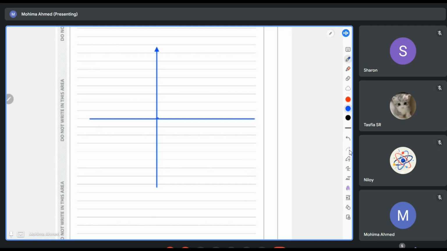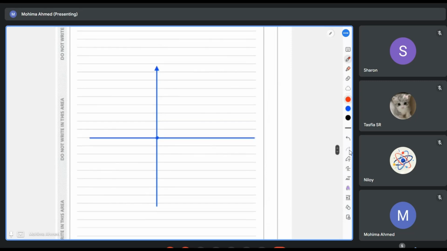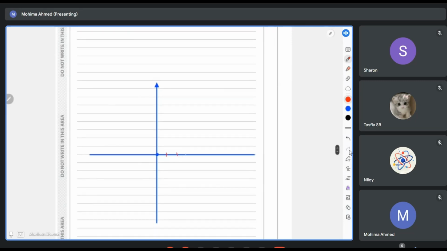This is your origin, right? On a graph paper, this would be your origin. Originally, your point A was 8i plus 7j. So 8i, wait a minute, 8i plus 7j. So I'll just write 1, 2, 3, 4, 5, 6, 7, 8, and then 1, 2, 3, 4, 5, 6, 7. This was your position for ship A at 2 p.m.